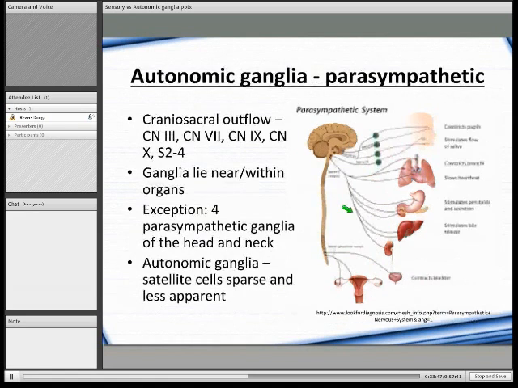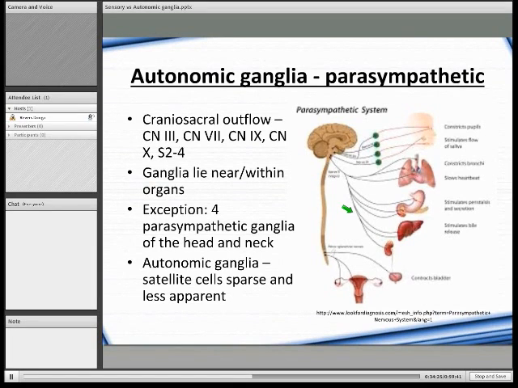Alright, so I'll talk about the parasympathetic nervous system. So the parasympathetic nervous system has a craniosacral outflow. So the outflow is from cranial nerves 3, 7, 9, and 10, and sacral levels S2 to S4. Parasympathetic nerves don't have their own discrete ganglia, so they synapse instead within or near the walls of the organs which they innervate. There's an exception to this, and this is the parasympathetic nervous system of the head and neck, which will be on the next slide.